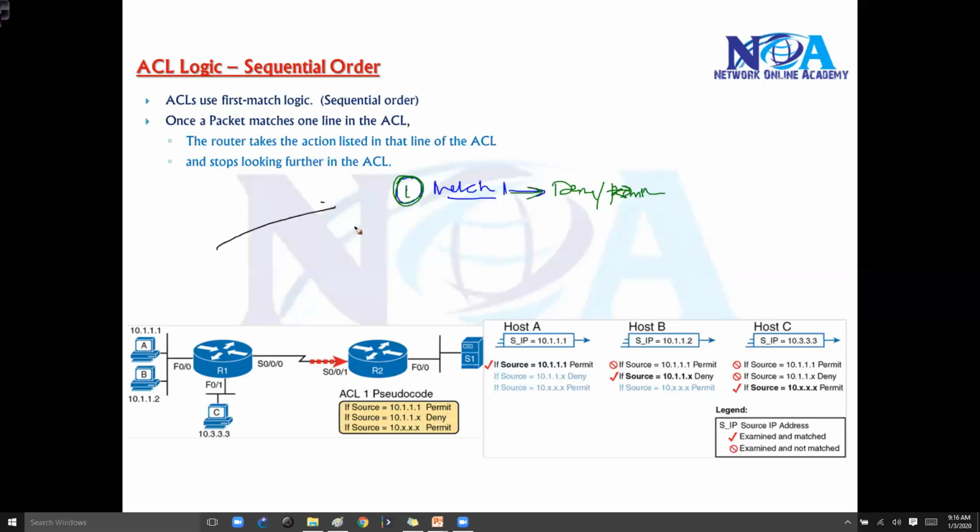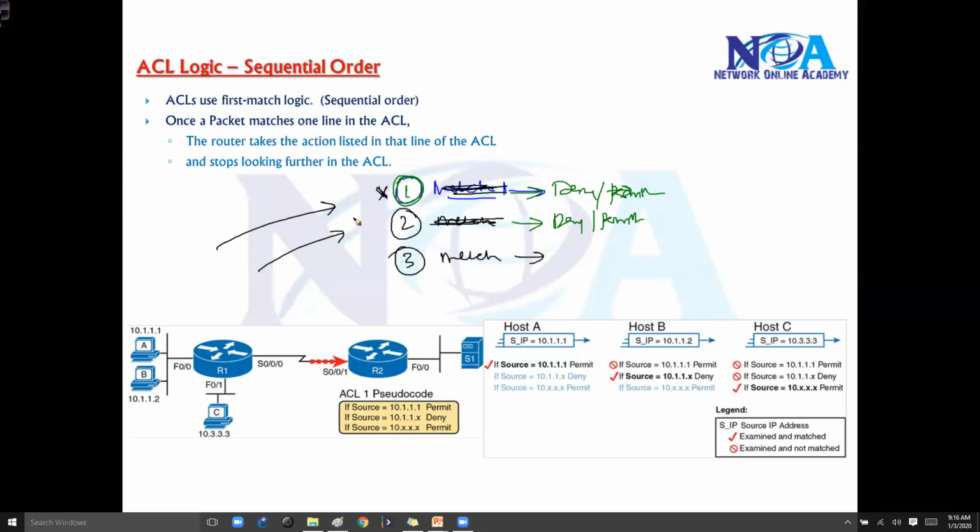Okay, so if the traffic does not match the first rule, then it will check the second rule. If the second rule matches, then it will deny or permit. If I say deny, it will deny. If I say permit, it will permit. And if the packet does not match the first rule, and also does not match the second rule, but it matches the third rule, it will act according to the third rule.